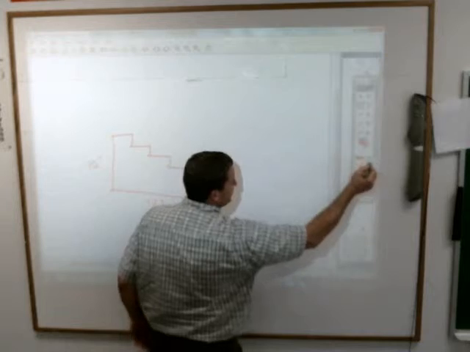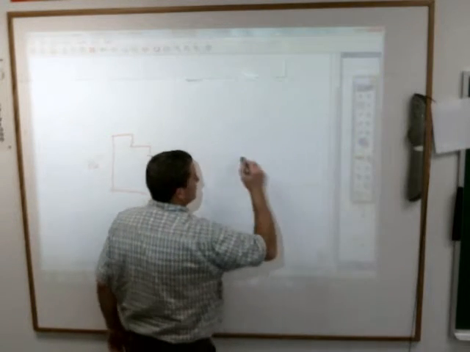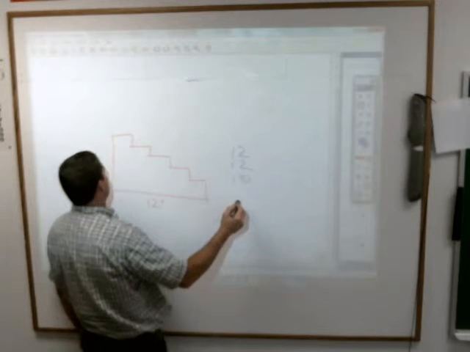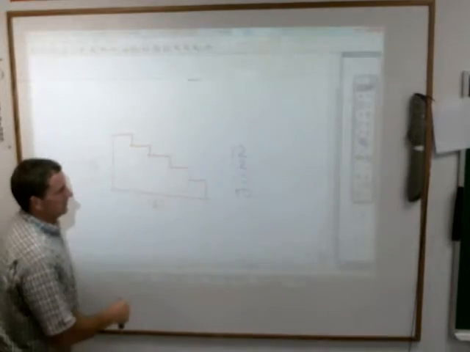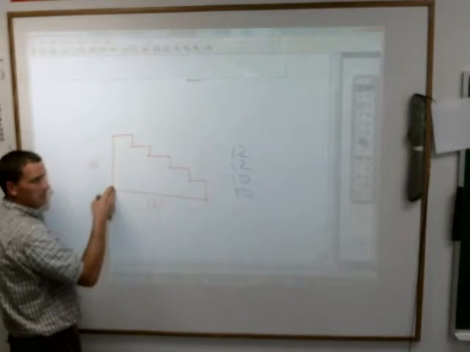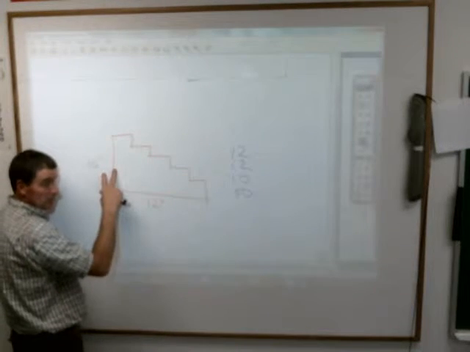To find the perimeter of this, it's going to be 2 12s added to 2 10s. Okay, because this line plus this line plus this line plus this line plus this line is going to end up being the same length as this 10 over here.